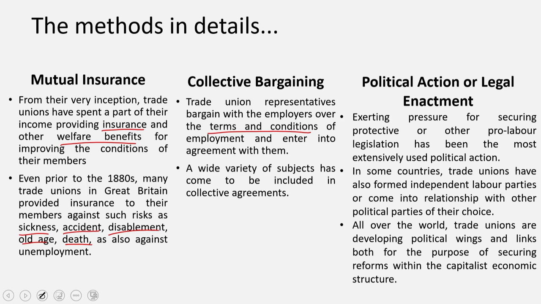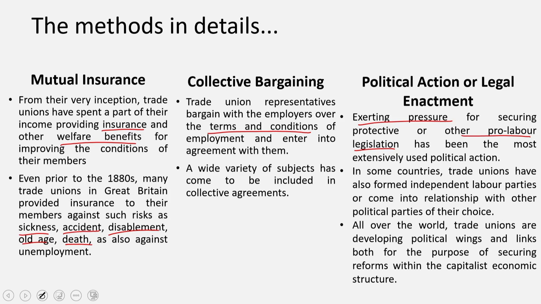Another important method could be political action or legal enactment, that is, exerting pressure for securing protective or other pro-labor legislations. There are certain limitations whereby pressure tactics like collective bargaining might fizzle out, might lose their steam at some point in time, because at the end, it is what the managers or the federation of employers want that will happen. Collective bargaining is more of a deliberate, compulsive approach.